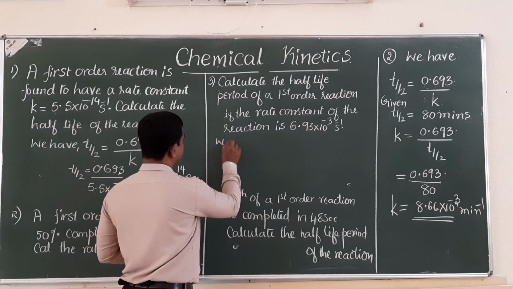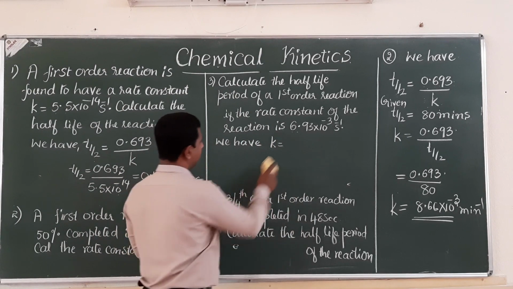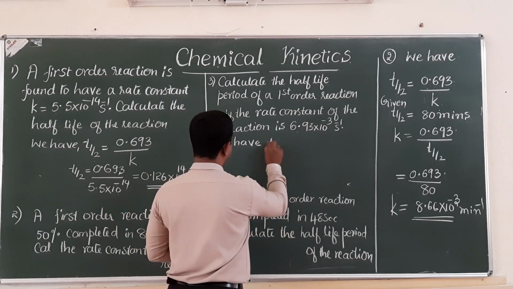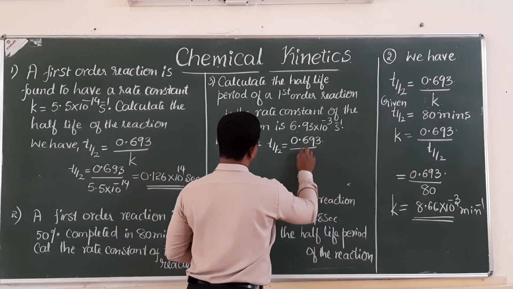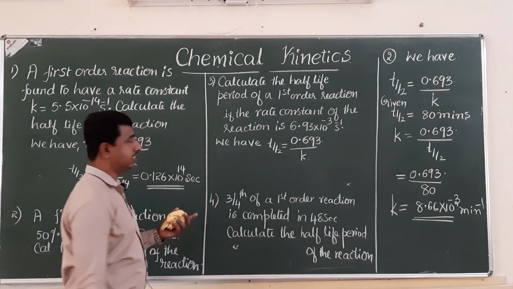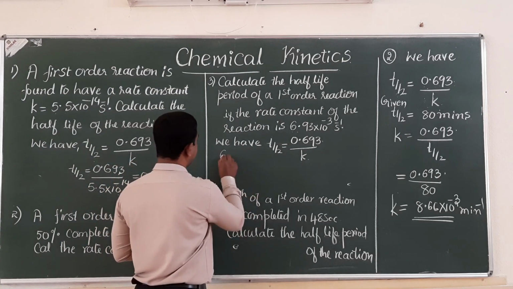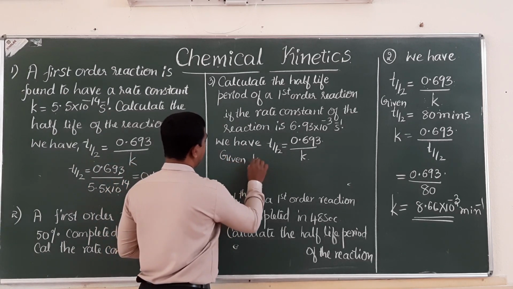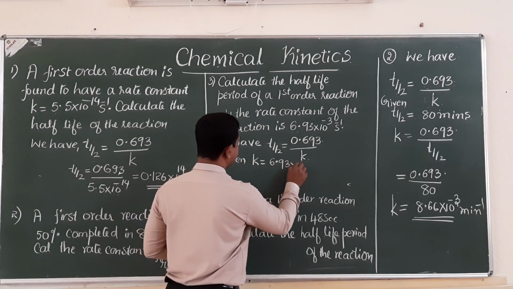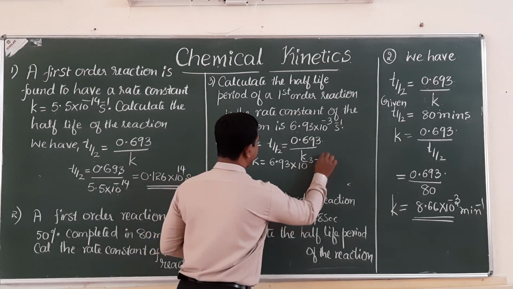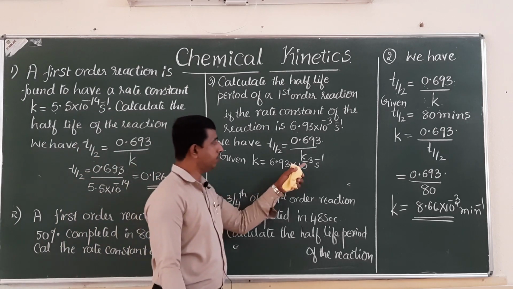Let us write the formula. Half-life period T half is equal to 0.693 divided by k. We have to calculate the value of half-life period. Given the rate constant k is equal to 6.93 into 10 to the power minus 3 per second.